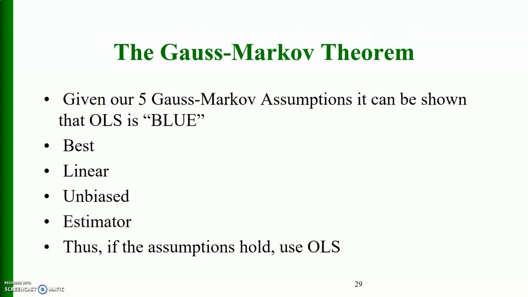Given our five Gauss-Markov assumptions, it can be shown that OLS is BLUE, where B stands for best, L stands for linear, U stands for unbiased, and E stands for estimator. Thus, if the assumptions hold, use OLS for estimation.